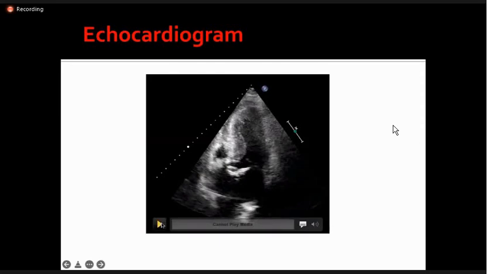Okay, so then it says it cannot play the media. I'm really sorry, guys. I should have checked this. But I think even the still kind of shows you what we want to see. What do you think from this echo image? What can you see? Anybody?